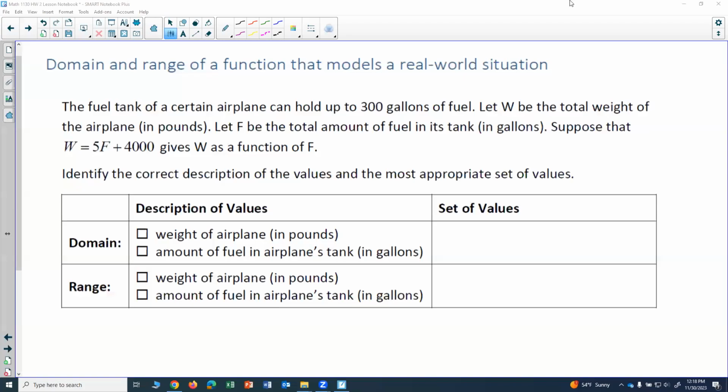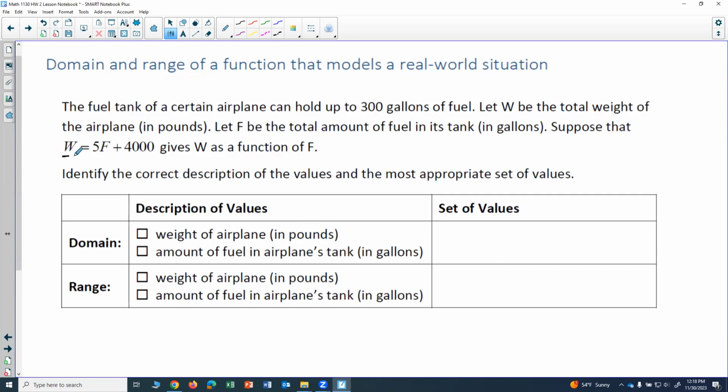In this video, we're going to look at domain and range of a function that models a real-world situation. In our example, we're told that the fuel tank of a certain airplane can hold up to 300 gallons of fuel. Let capital W be the total weight of the airplane in pounds. Let capital F be the total amount of fuel in its tank in gallons. Suppose that W equals 5F plus 4,000 gives W as a function of F.